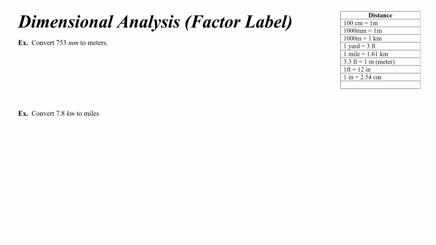Okay, so in this video we're going to take a look at dimensional analysis, which you may have learned as something called factor label in a chemistry class. Let's start by converting 753 millimeters to meters.